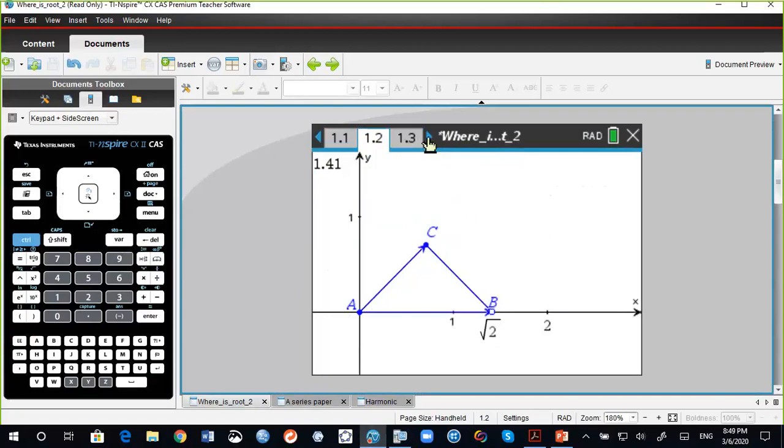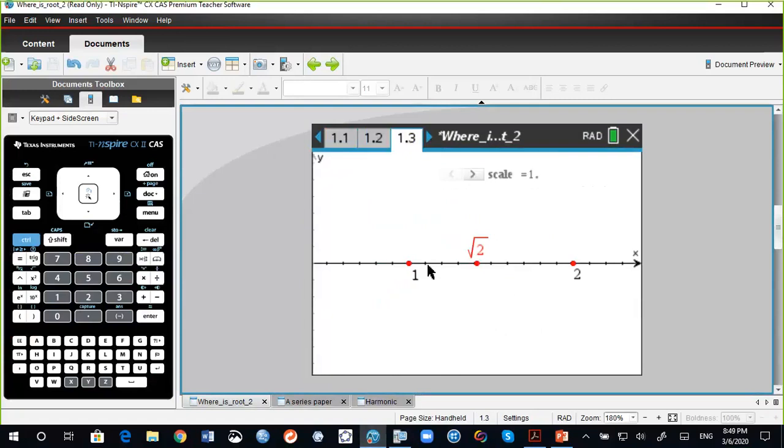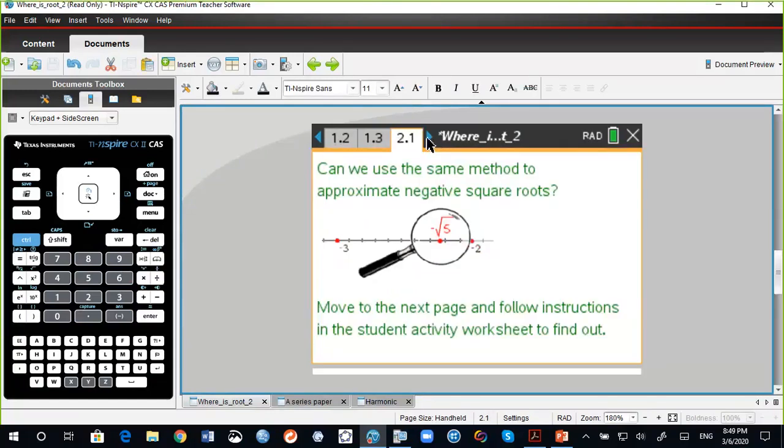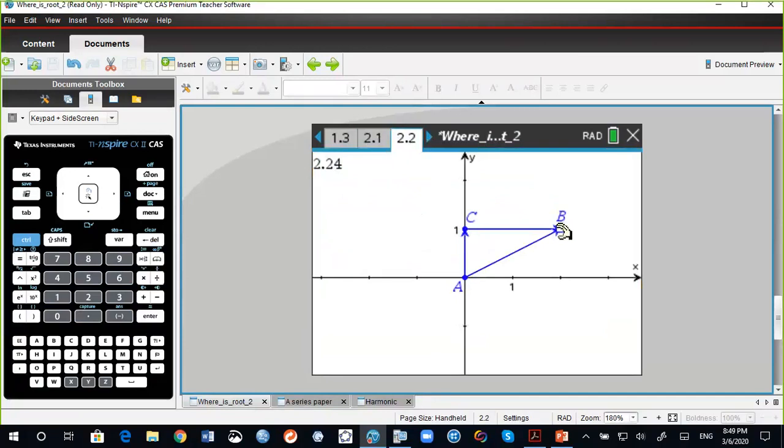And then in this activity, they have an opportunity to zoom in using the scale closer and closer to this value to explore the location of the square root of 2 on the number line. The activity then continues with other square roots, and it's a great way for students to explore irrational numbers.